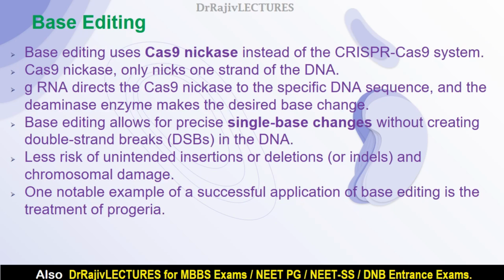change. Base editing offers several advantages compared to other gene editing techniques like traditional CRISPR-Cas9. Base editing allows for precise single base changes without creating double strand breaks in the DNA. This reduces the risk of unintended insertions or deletions and chromosomal damage. As stated above, it uses a modified CRISPR-Cas9 system combined with a deaminase enzyme to convert one DNA base into another, for example, cytosine to thymine or adenine to guanine. One notable example of a successful application of base editing is the treatment of progeria.